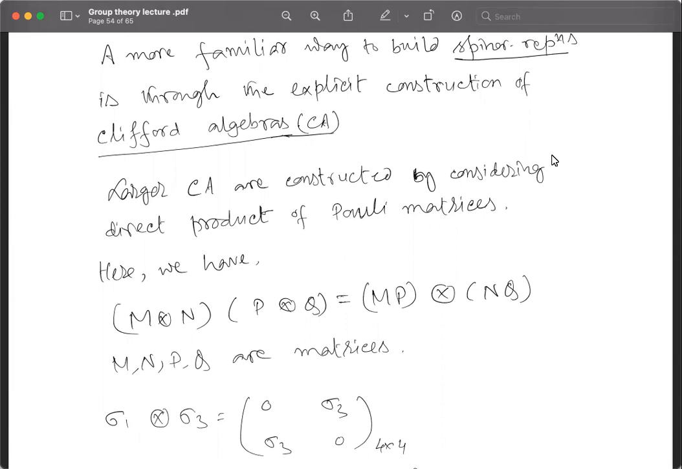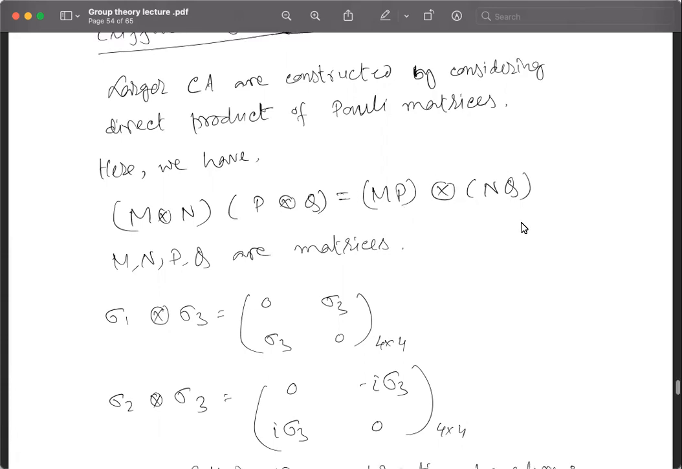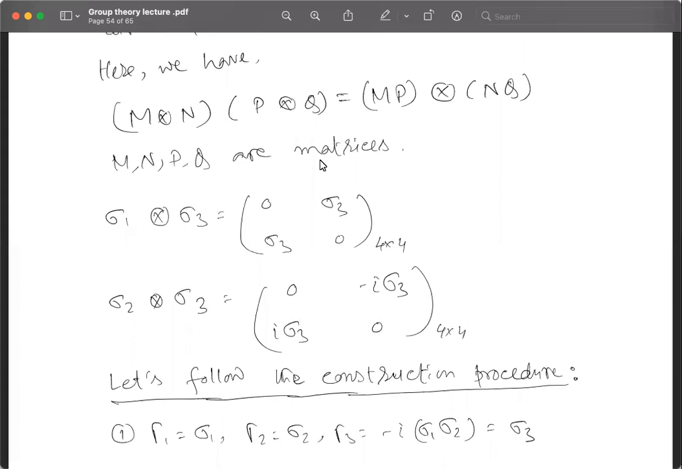Now, if you want to go to higher dimensional spaces, like 4, 6, and so on, then you have to take the direct product of these Pauli matrices. When you say direct product, what do you mean? You can think of M, N, P, Q as matrices, and you take M direct product N times P direct product Q, which will give you the matrix product MP times the direct product NQ. More clearly, it is visible in terms of the Pauli matrices, like sigma 1 times sigma 3.